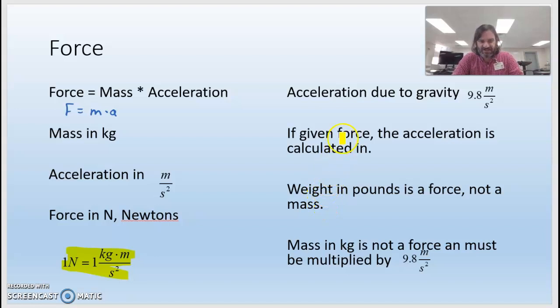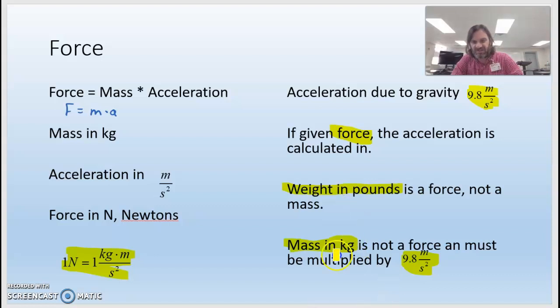So if you have mass, then you need to work toward force, and we include the acceleration due to gravity as 9.8 meters per second squared. So basically, if you're given mass, which would really be in a metric form like kilograms, and you want force, you'll have to multiply by that acceleration due to gravity, 9.8 meters per second squared. But if you're given a force, then the acceleration would already be calculated in, so you wouldn't have to multiply. Or if you're given weight, which is usually given in pounds versus kilograms, then that is also a force and you don't need to multiply.